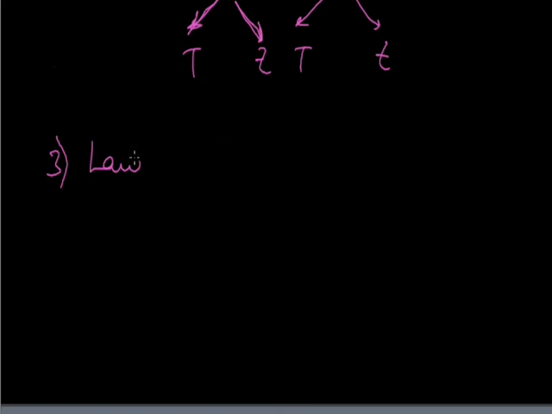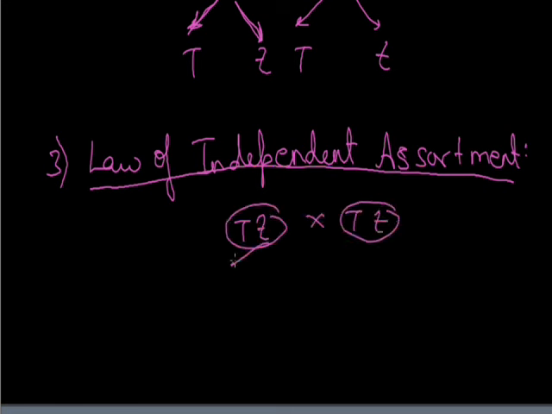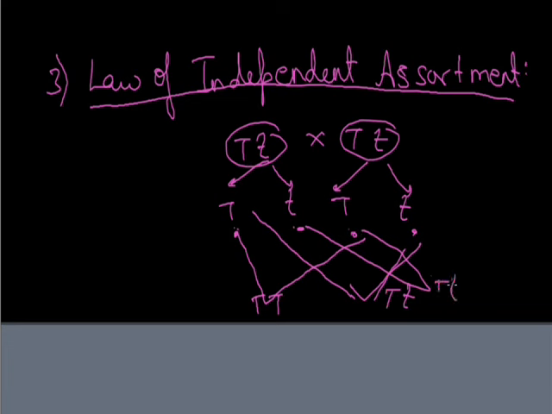And the third law is independent assortment. If a parent forms two different gametes, the law of independent assortment says that these two gametes, forming from the different parents, are totally independent to assort with any of the other gametes of the other parent. For example, this T can bind or independently assort with this, forming capital T capital T. This can assort with this gamete, forming capital T and small t. Similarly, the other one can also assort with any of the other gametes of the other plant. This is what Mendel's laws are saying.